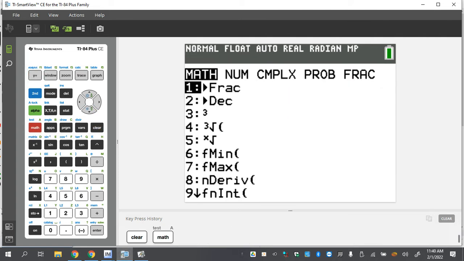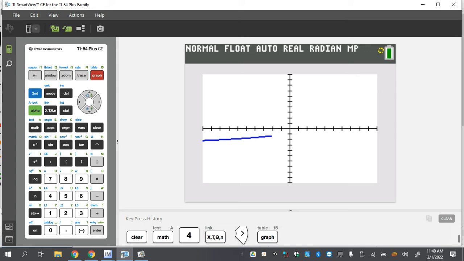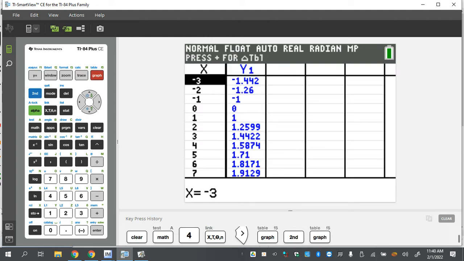So again, if we push the math button, option number 4 gives us that cube root. And then we put our x underneath. And then if we take a look at a graph, this kind of looks like a little snake there. So let's see here.